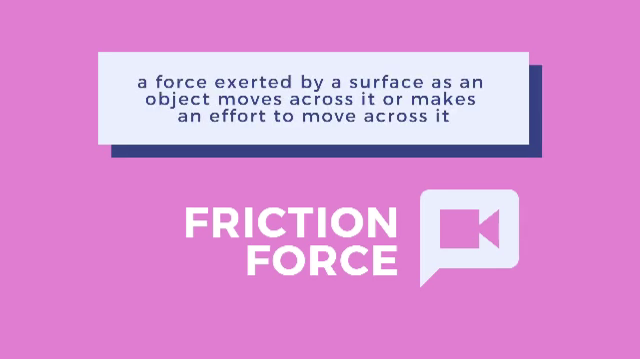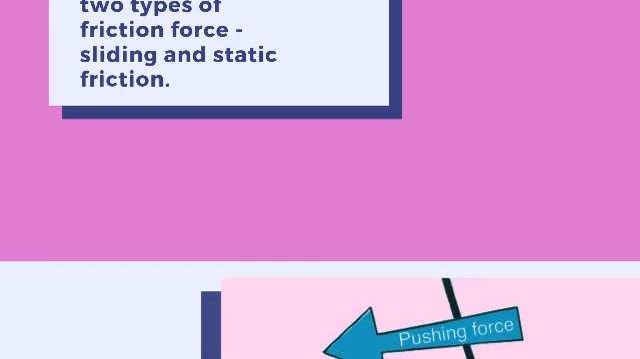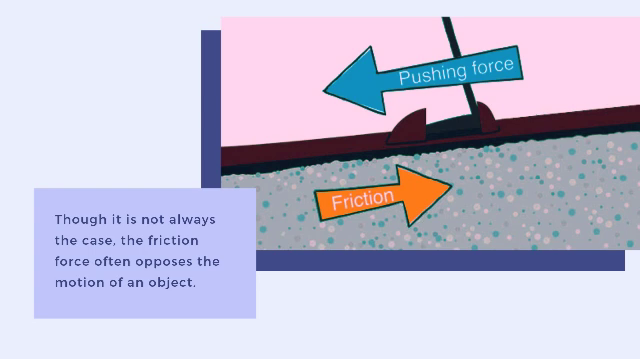The friction force is a force exerted by a surface as an object moves across it or makes an effort to move across it. There are at least two types of friction force: the sliding and static friction. Though it is not always the case, the friction force often opposes the motion of an object.